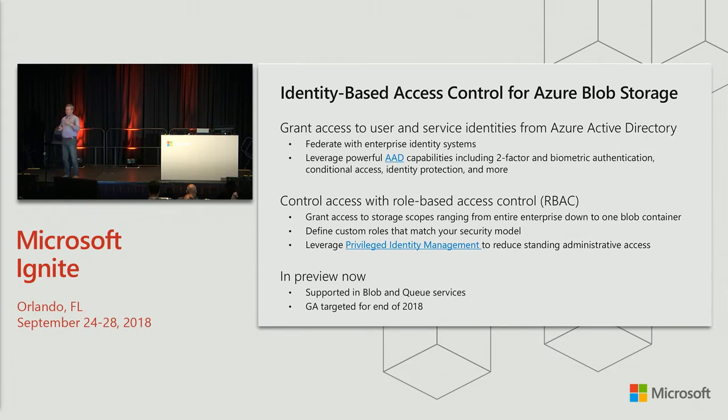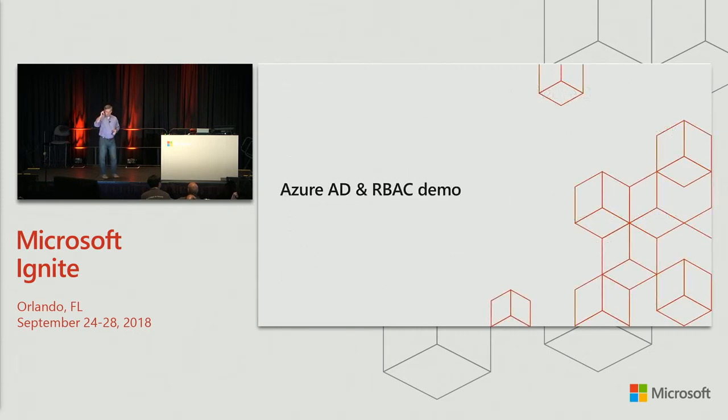So this is in preview now. It has been for several months. I hope you have had a chance to play with it. It's available for the Blob service and the Queue service, our REST API services. And we're getting ready to take this to GA in the next couple of months, before the end of the year. So let's take a look at how this works.